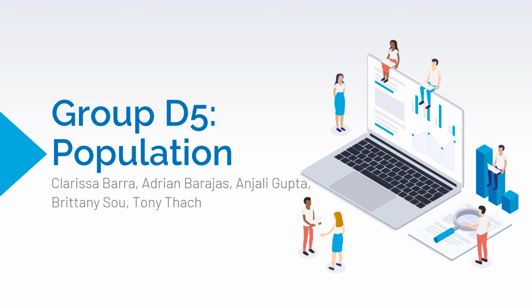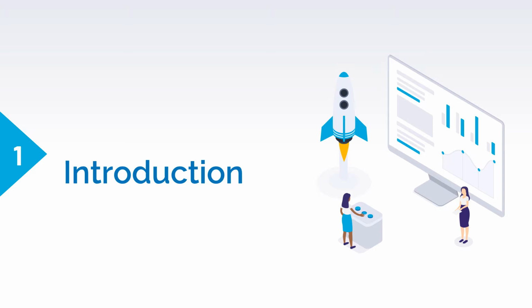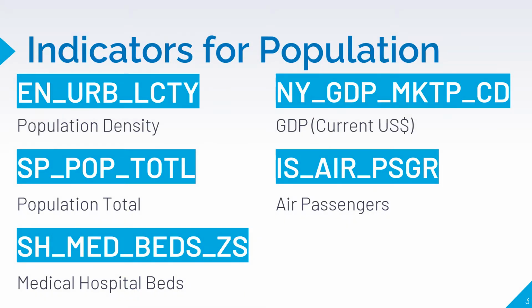Moving on. Indicators for the population. We use population density, population total, medical hospital beds, GDP in current US dollars, and air passengers.